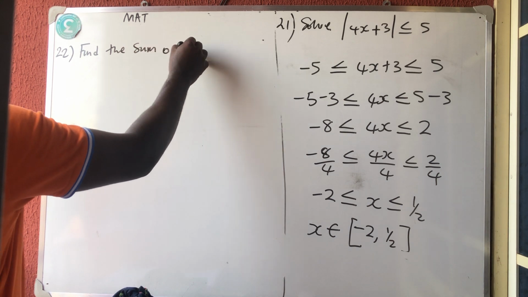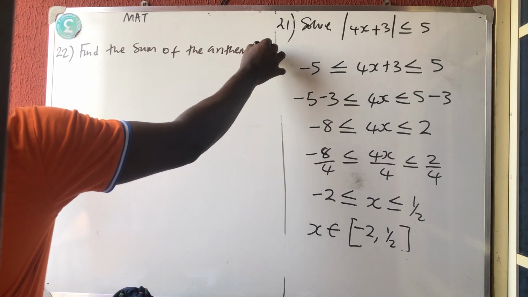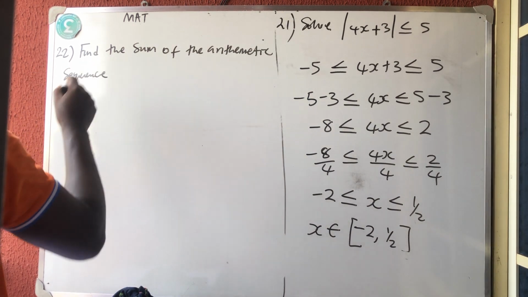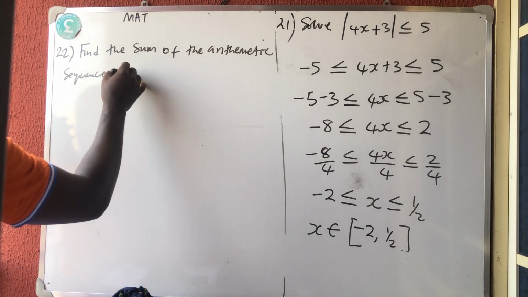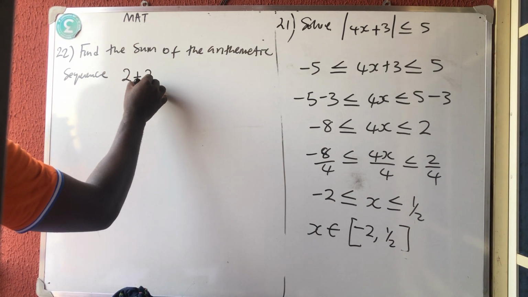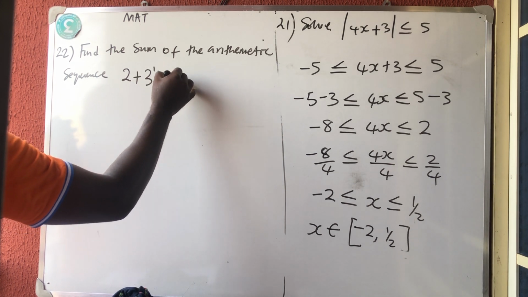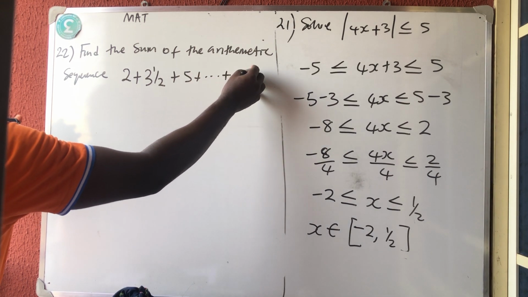Find the sum of the arithmetic sequence. Now, our arithmetic sequence is simply an AP: 2 plus 3 1/2 plus 5 plus ... plus 53.